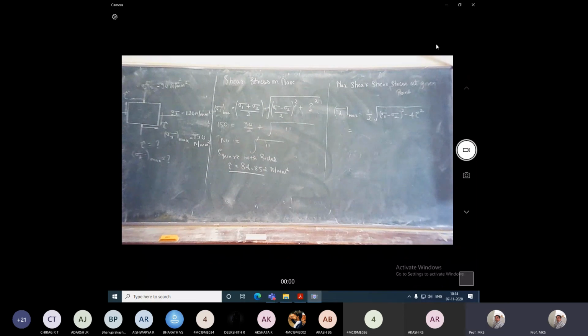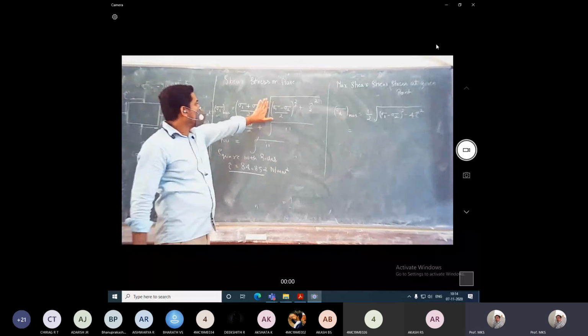The angle of inclination is not given in any of the problems that we solved. So we will do it in the next problems. So the maximum shear stress is given by this equation, or it is nothing but the same equation in this form.